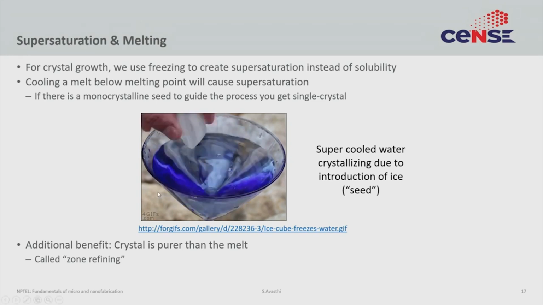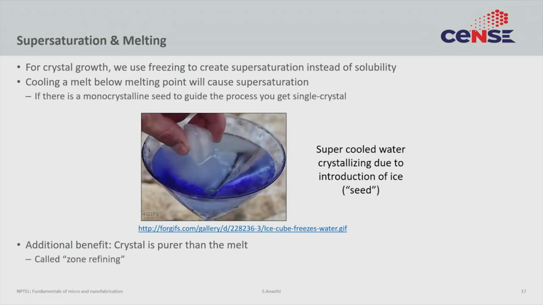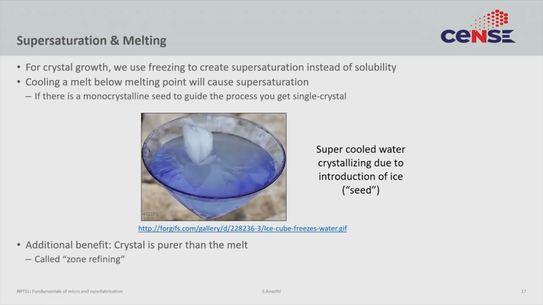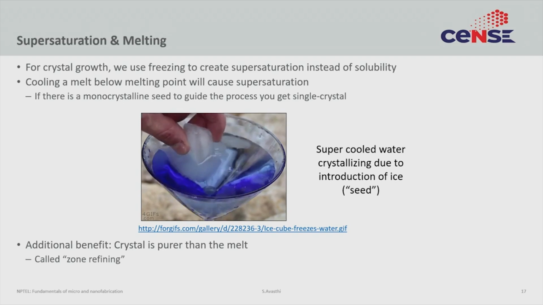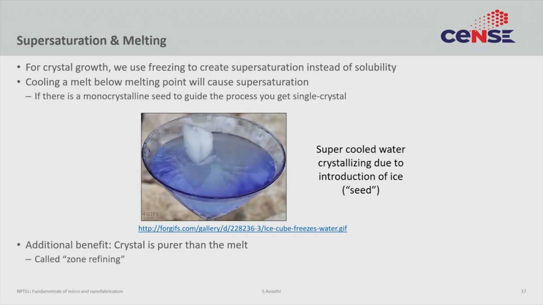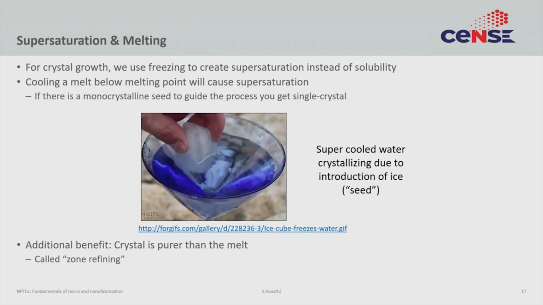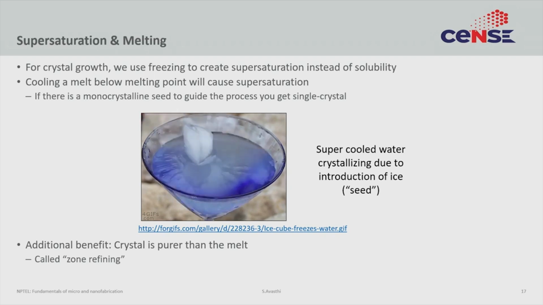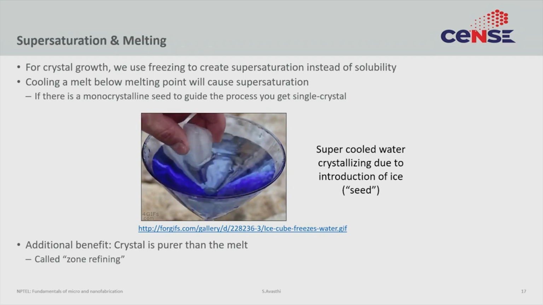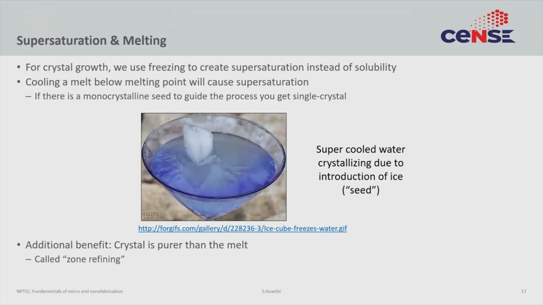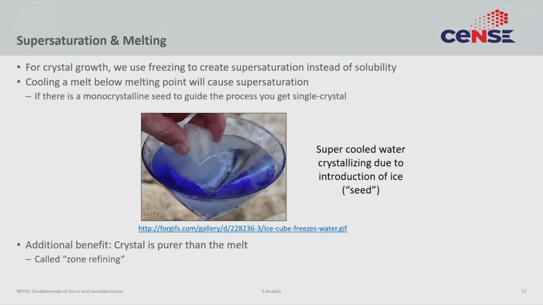So, in silicon, we will take a melt and we will start cooling it down, and we will bring it below the melting point of silicon. So, the liquid silicon, or the melt of silicon, that is below its melting point is now in supersaturation. So, now it is unhappy. The system wants to quickly become solid, and by controlling that process, in this case by incorporating a seed, we are hoping to grow a single crystal of silicon.